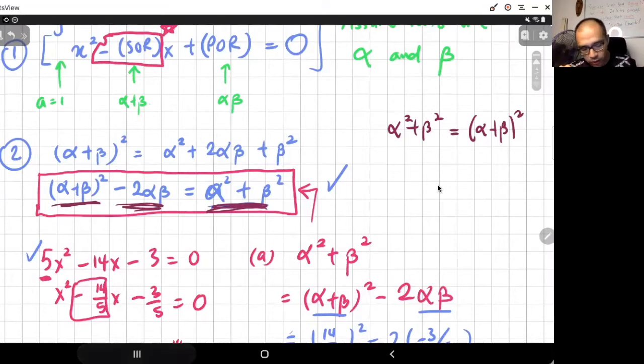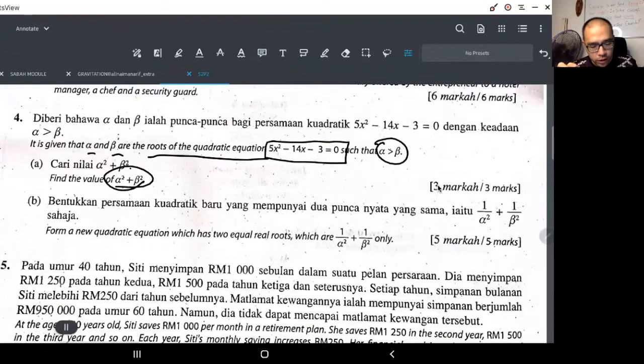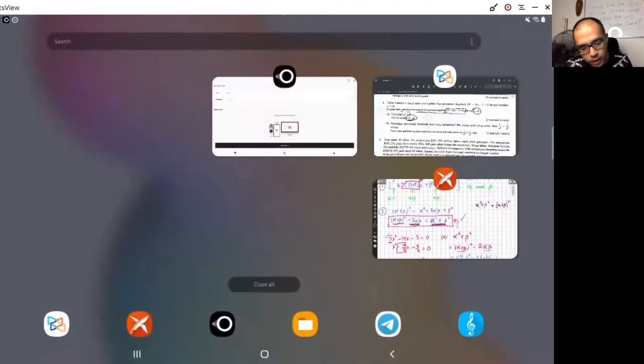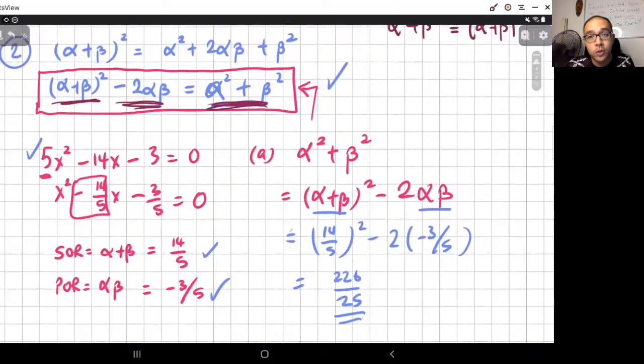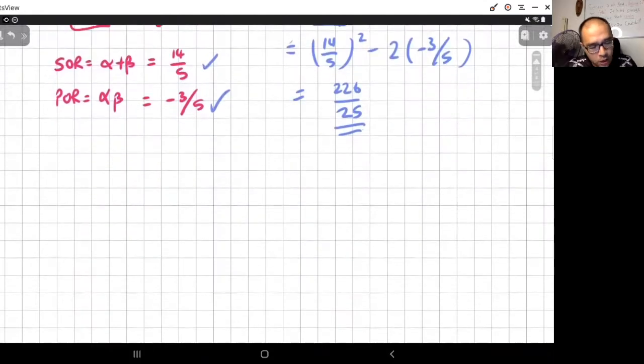All right, question B. Form a new quadratic equation which has the 2 equal real roots, which are 1 over alpha plus 1 over beta only. Okay, the roots are the same, but they are 1 over alpha squared plus 1 over beta squared. So if we were to do this, now we know that alpha squared plus beta squared is 226 over 25. Let's leave it alone. So now our new roots are 1 over alpha squared plus 1 over beta squared.